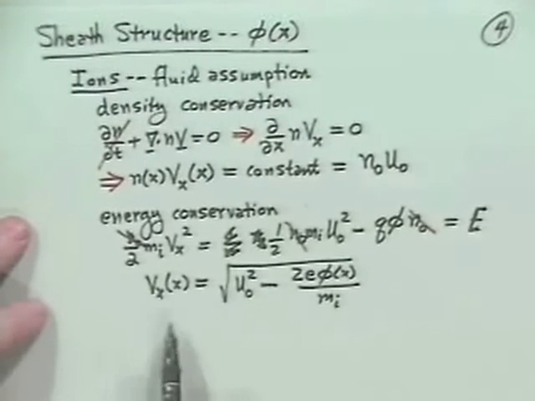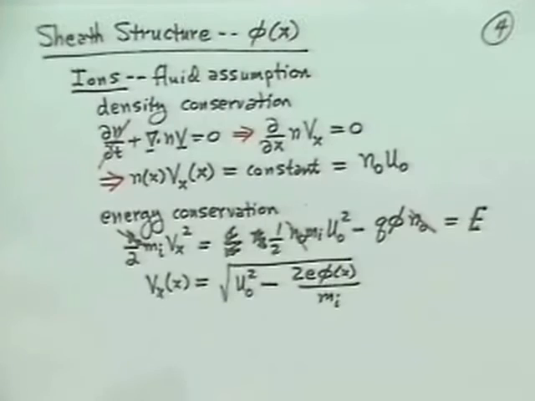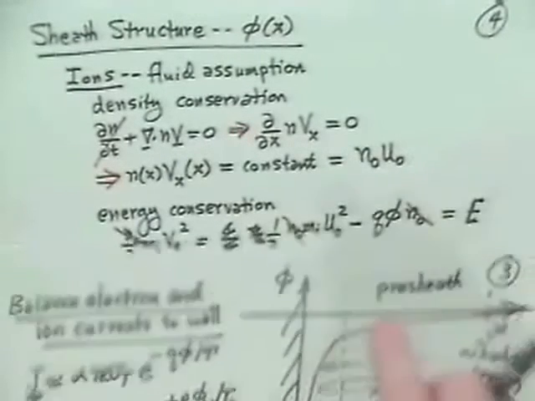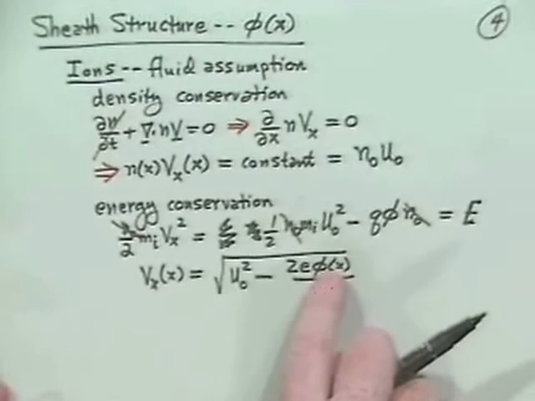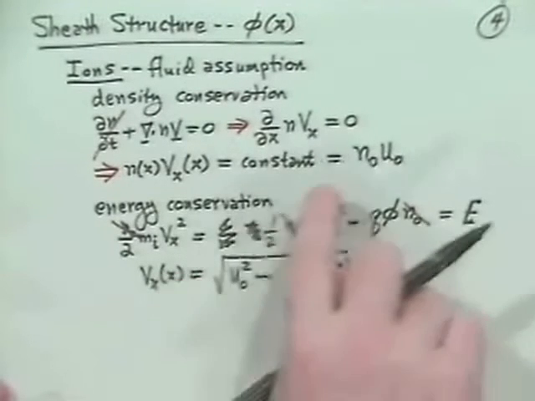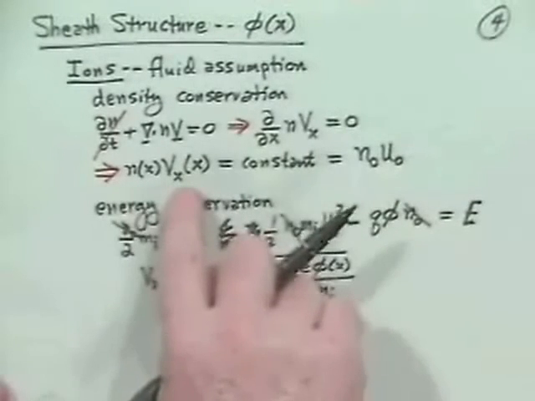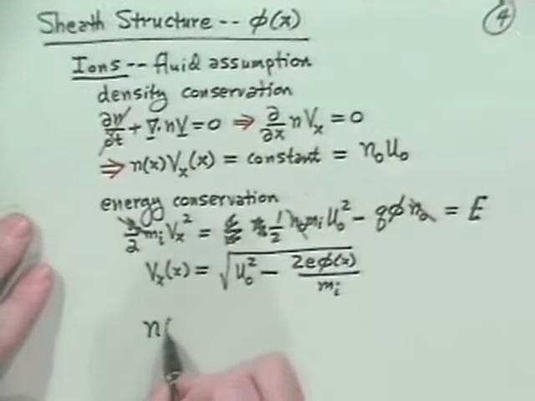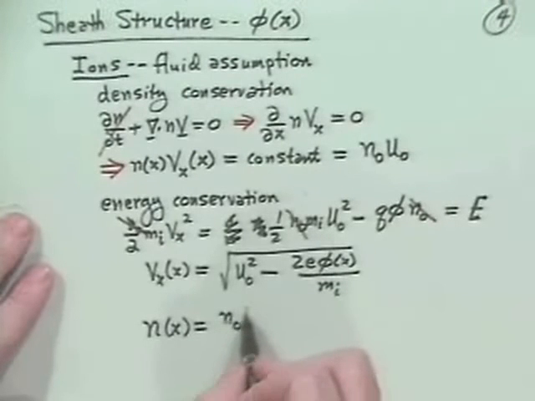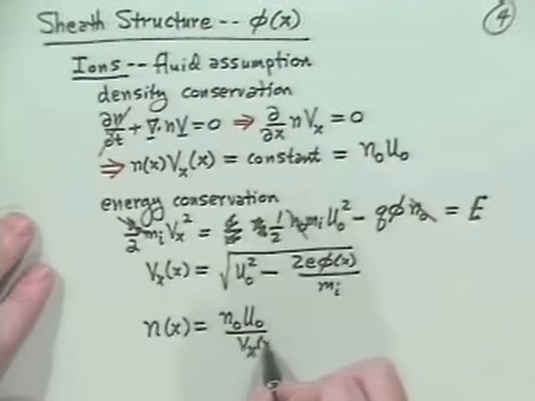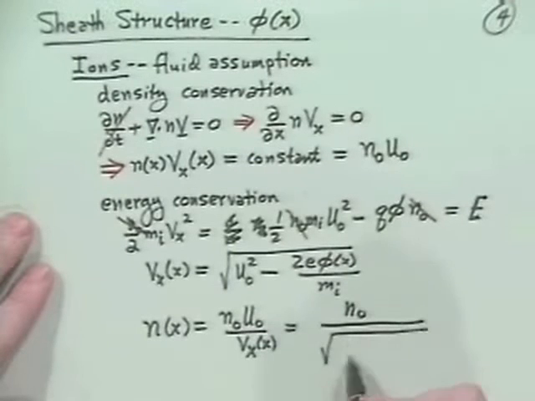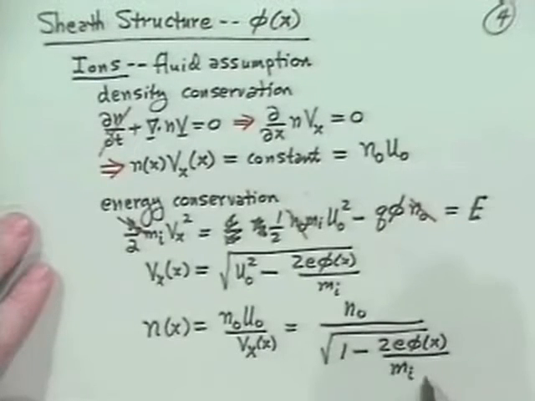So this has the property that if I start out with some velocity off to the side here, as the ions come in, the potential goes down. This goes down, or phi goes negative. The velocity goes up. And then because the velocity goes up and n times v is constant, the density must go down. So what we find is that n of x is equal to n naught u naught divided by vx of x, which is then equal to n naught divided by the square root of 1 minus 2e phi of x divided by mi u naught squared.